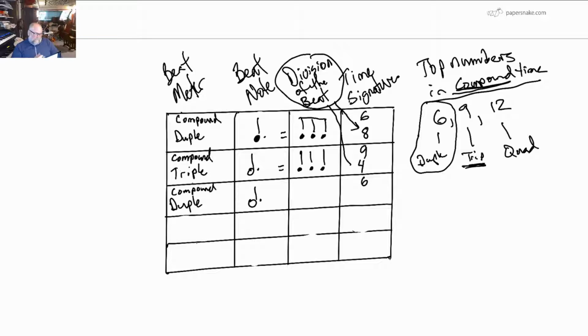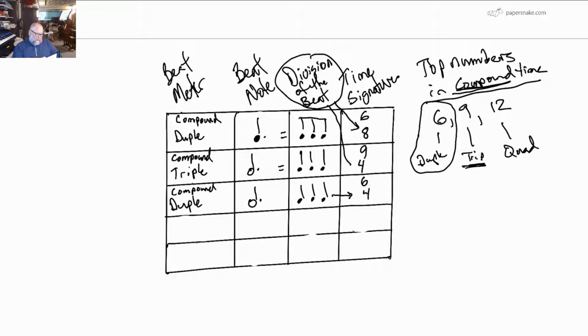And then, what kind of division do we get from a dotted half? Compound time, always 3 things, always one notch down the rhythmic hierarchy. So a dotted half turns into three quarter notes. And it turns out the bottom number is the same. The division of the beat gives us the bottom number, four.